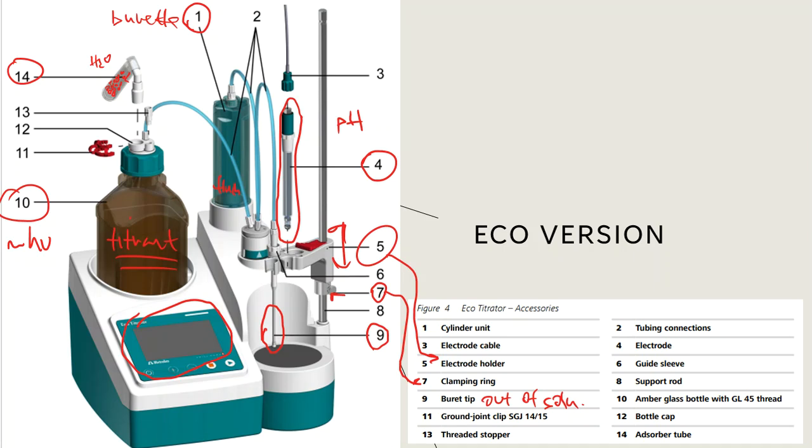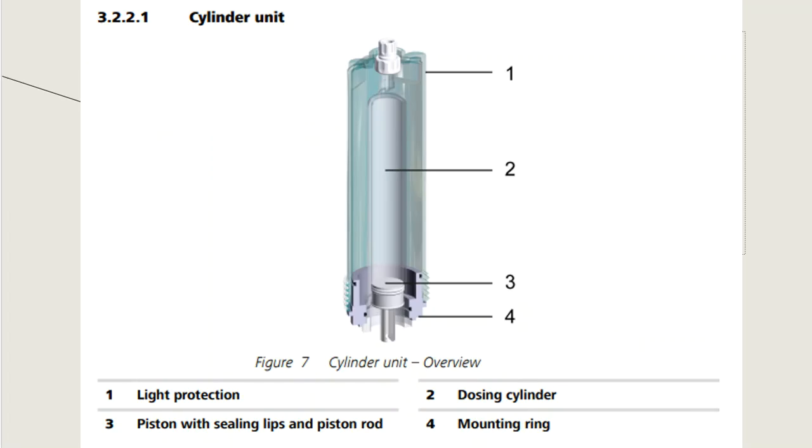All right, so those are just kind of pieces and parts of the machine. It's just like a get to know me. I didn't touch about everything on there. There's no need to, but it kind of gives you a quick overview of how this instrument is going to work. If I take a closer look at the cylinder unit, which is our burette, what I want to talk about is actually number 3. And number 3 is our piston, and they call it with sealing lips. Ooh, piston with the sealing lips and a piston rod.